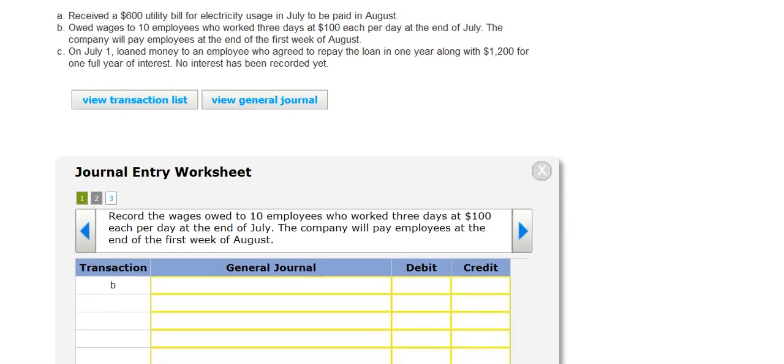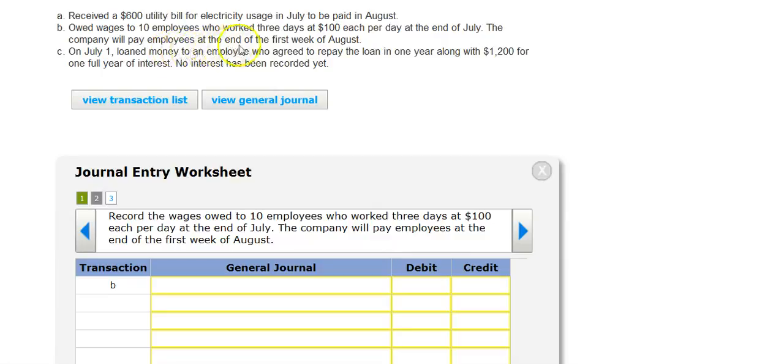In our second journal entry, it says we owed wages to 10 employees who worked 3 days at $100 a day. So we multiply 10 times 3 days times $100 a day. That means we owe $3,000 at the end of July.